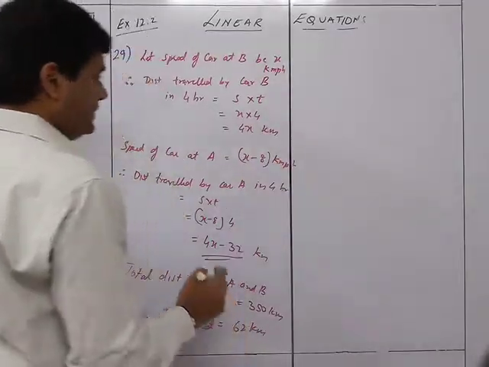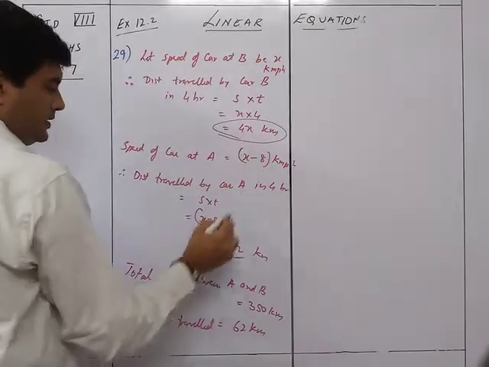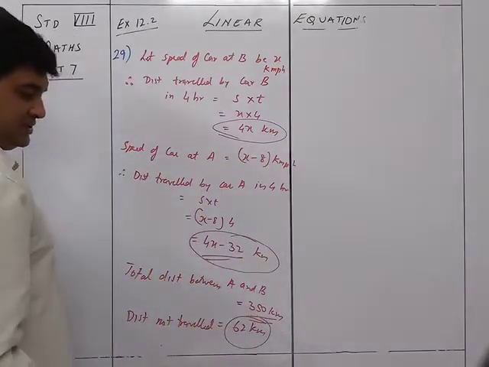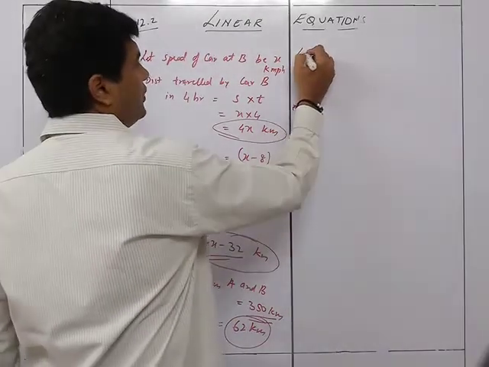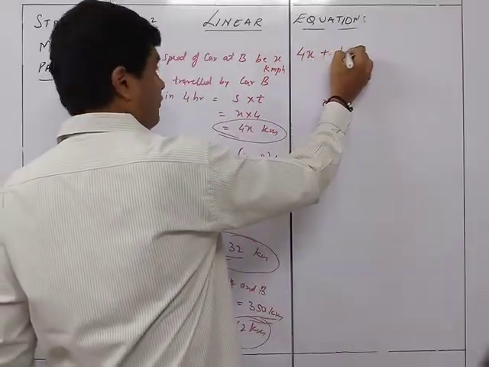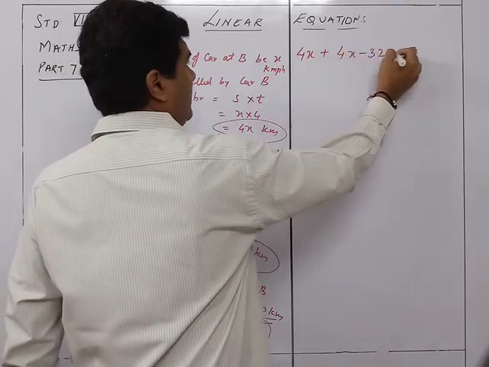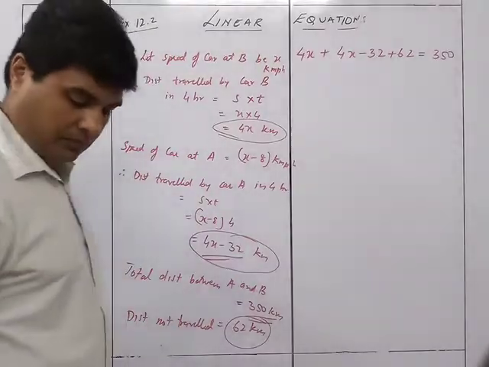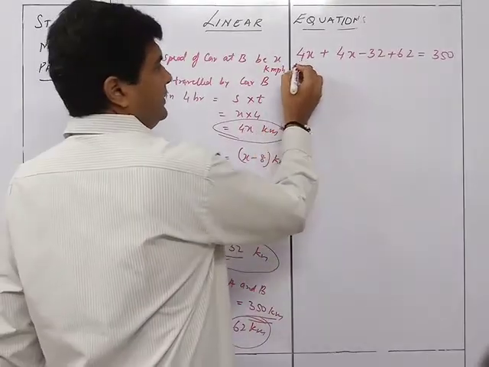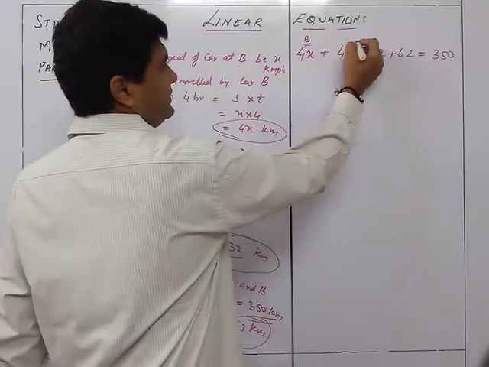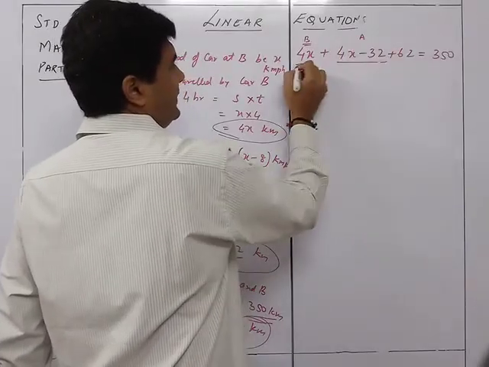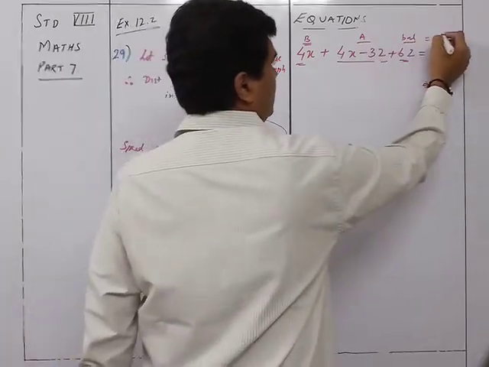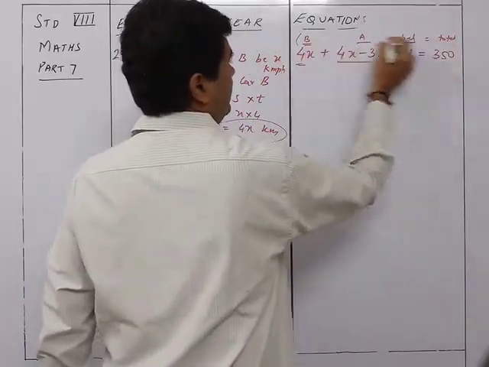So this gives us that this distance plus this distance plus this distance gives you this distance. Okay, so 4x plus 4x minus 32 plus 62 is equal to 350. Okay, distance moved by B, this is distance moved by A, and this is balance, is equal to total. Okay, this is what we are doing.